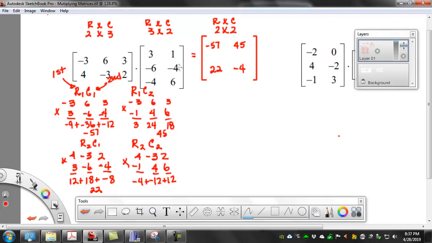So, kind of a quick recap. Row times column gives us the dimension of the matrix. The two inside numbers tell us if we can do it. If we can do it, we take the two outside numbers, multiply them together. It tells us the dimensions. The dimensions tell us how many rows and columns we're going to have. So I'm going to have 2 rows, 2 columns. So that means I'm going to have 4 numbers. Row 1 times column 1, row 1 times column 2, row 2 times column 1, and row 2 times column 2. So that's what it is to multiply matrices.